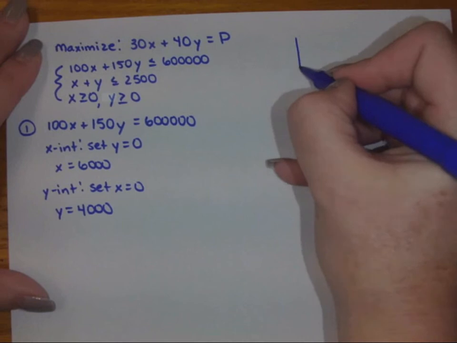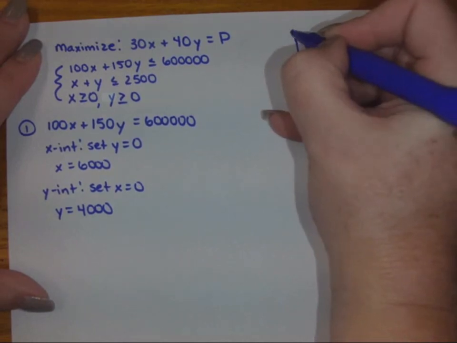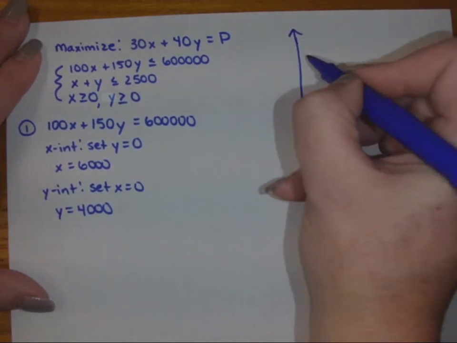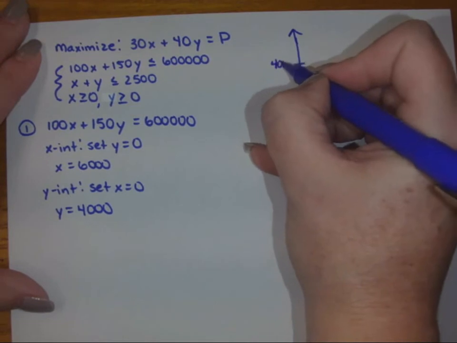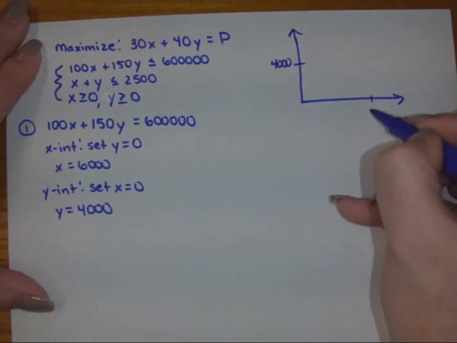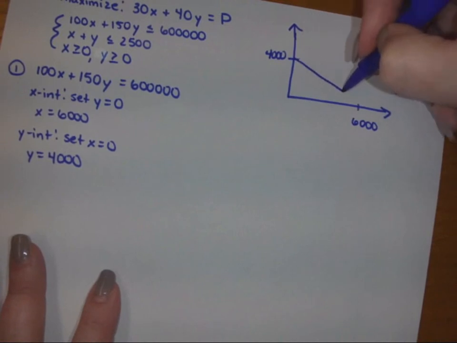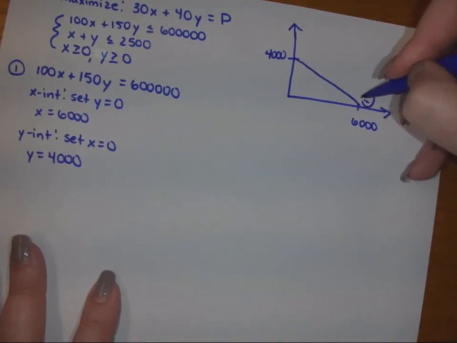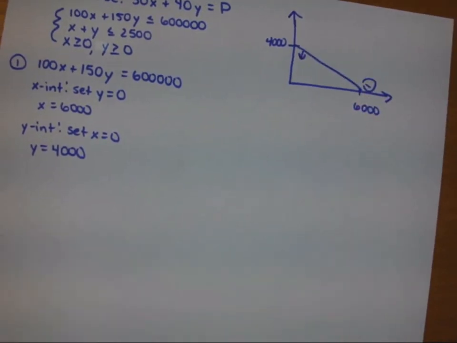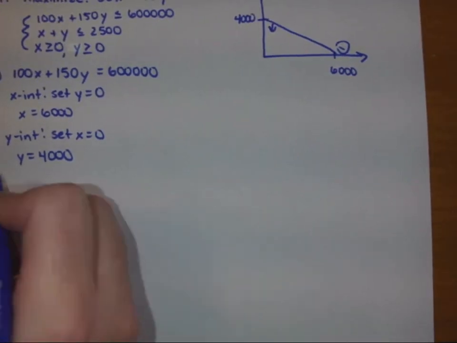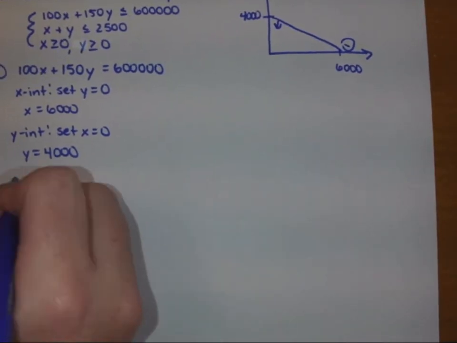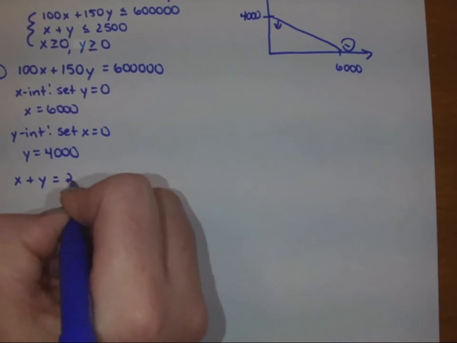So let's go ahead and graph what I have so far. Okay, so I need to cross the y-axis at 4,000. I need to cross the x-axis a little further out at 6,000. Okay, so this is equation number 1, and I'm going to shade under because it's less than. Okay, so let's take the second equation, x plus y equals 2,500.